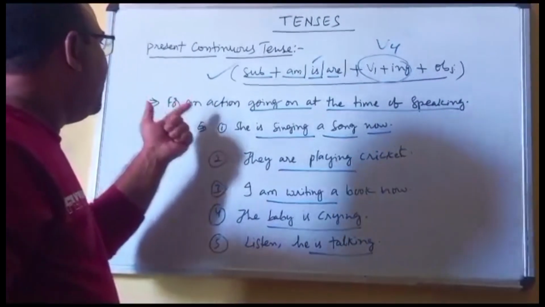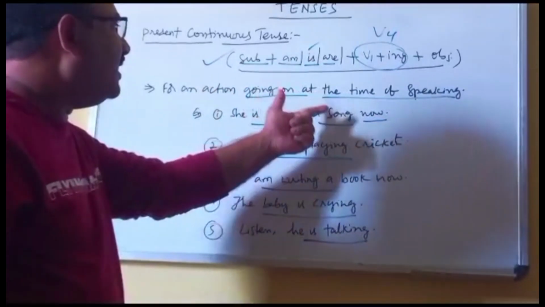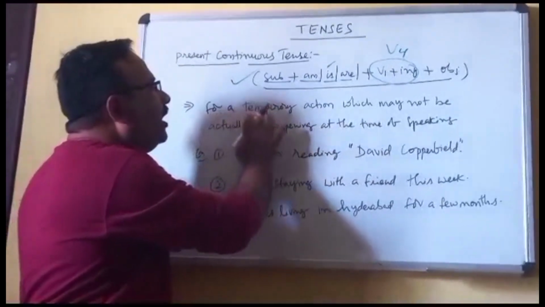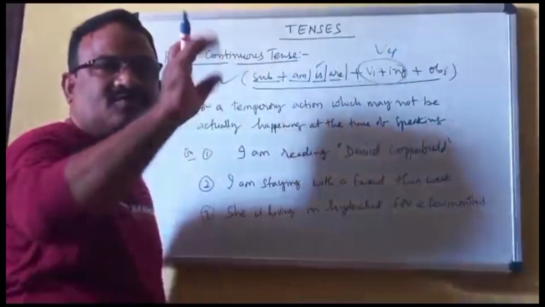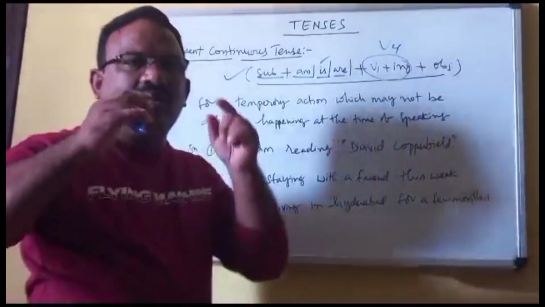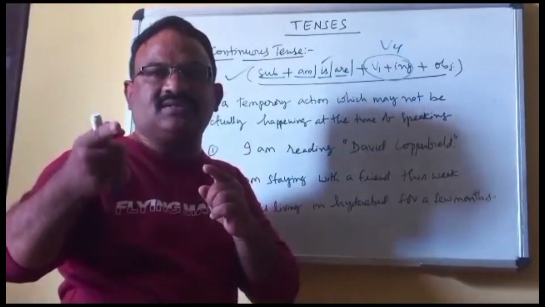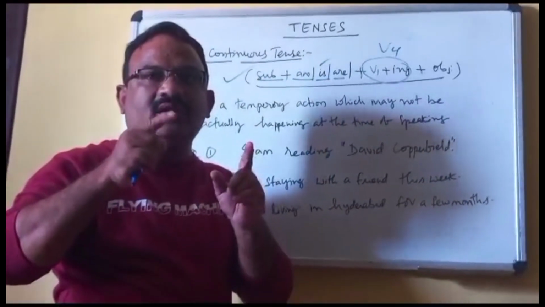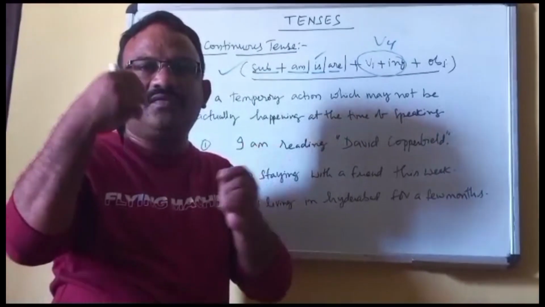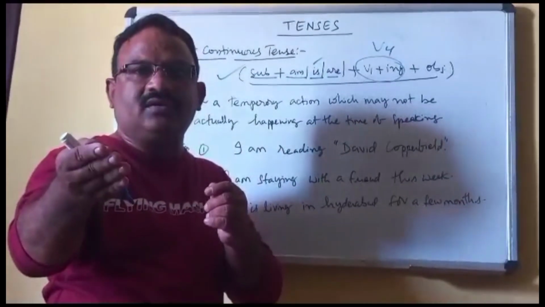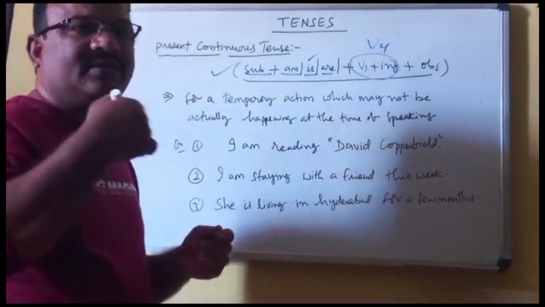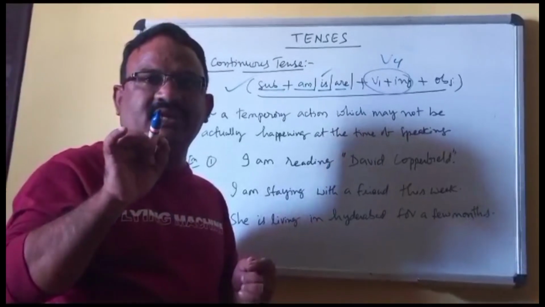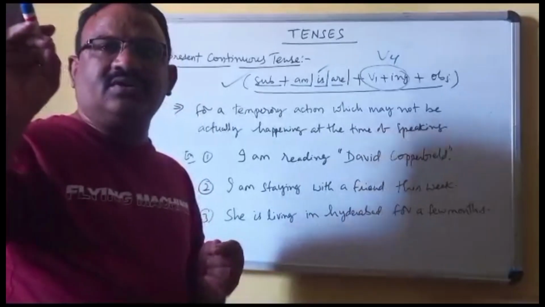See, for an action that is going on at the time of speaking. Now the second condition: for a temporary action which may not be actually happening at the time of speaking. It may not be happening in front of us, but in the very near future it will be going on. In this condition, you have to use present continuous tense.